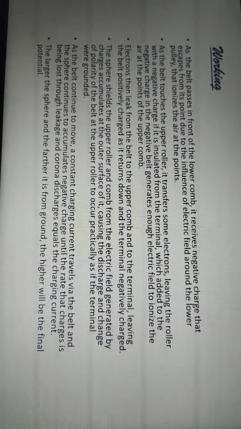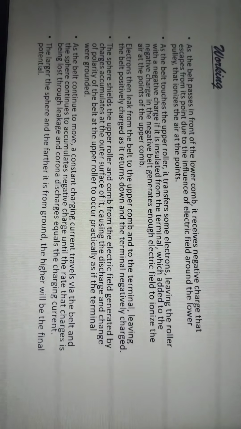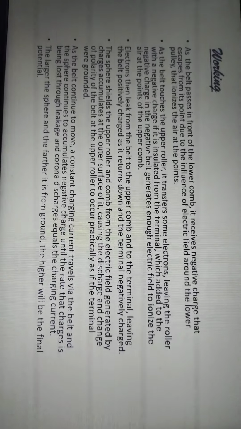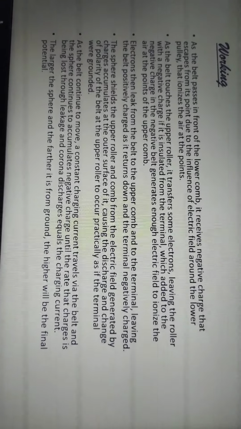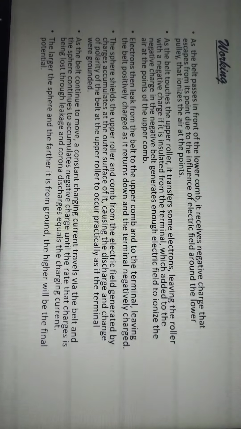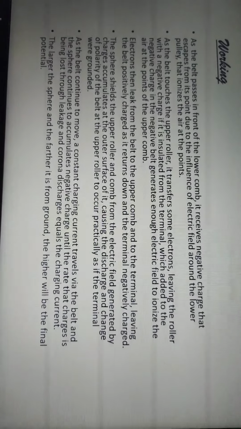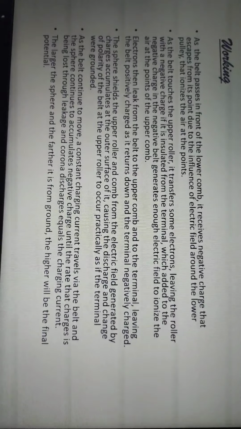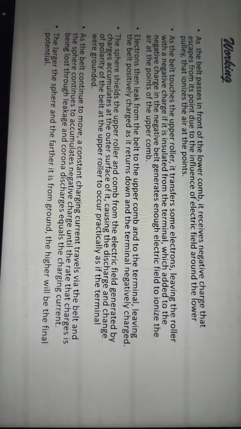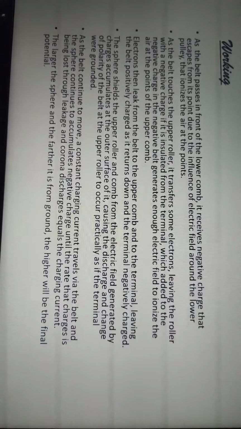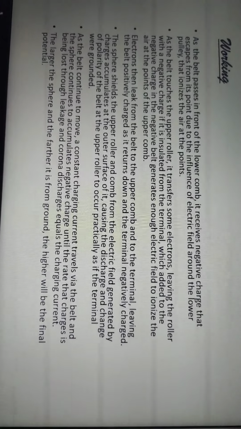Electrons then leak from the belt to the upper comb and to the terminal, leaving the belt positively charged as it returns down and the terminal negatively charged. The sphere shields the upper roller and comb from the electric field generated by the charges accumulated at the outer surface of it, causing the discharge and change of polarity of the belt at the upper roller to occur practically as if the terminal were grounded.